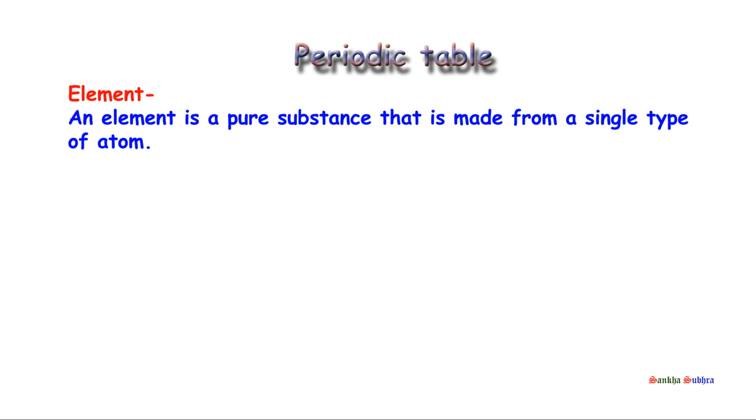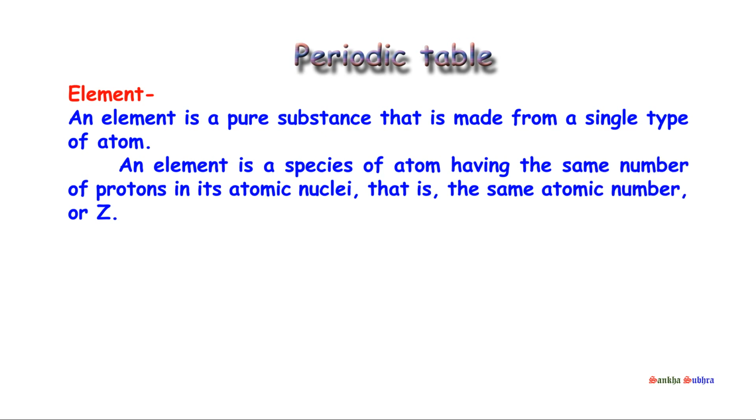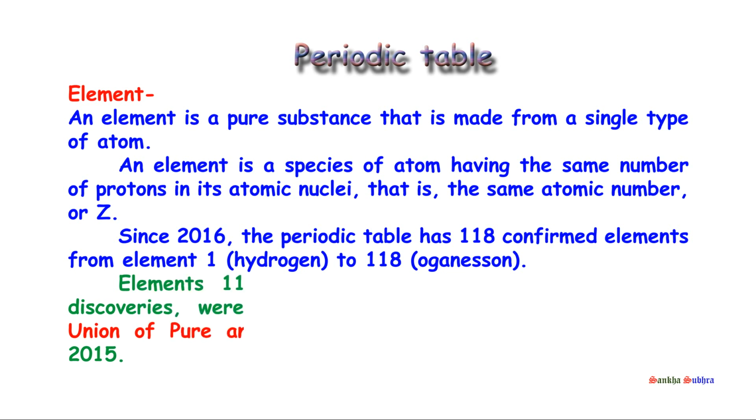So the first thing we need to know is the concept of an element. An element is nothing but a pure substance, and it is made by a single type of atom. Basically, an element is a species of atom having the same number of protons, that is, the atomic number must be the same. Since 2016, there are 118 confirmed elements starting from hydrogen, and 118 is going to be termed as oganesson.